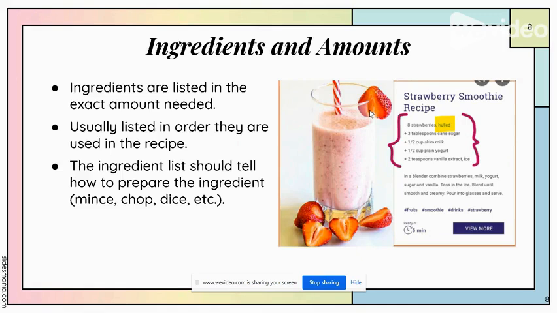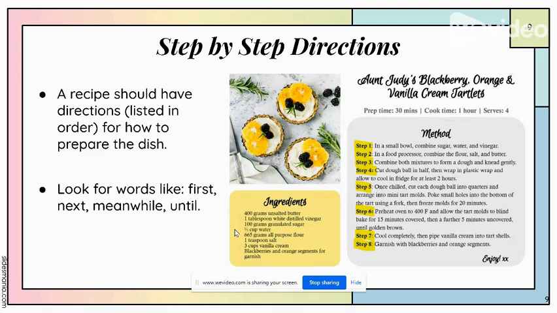All right, ingredients and amount. Every recipe will have ingredients listed in the exact amount they need. And usually they're listed in the order that they're used in the recipe, which is really nice. The ingredient list should tell you how to prepare the ingredient as well. So does it need to be minced, chopped, diced, blended, whatever.